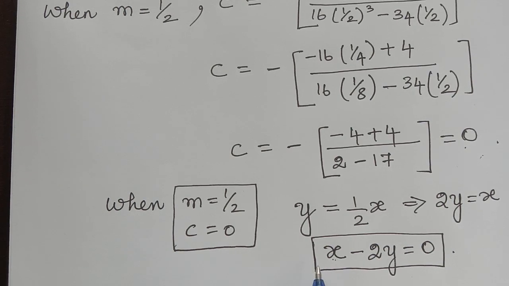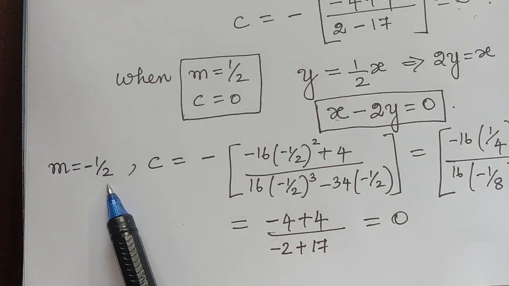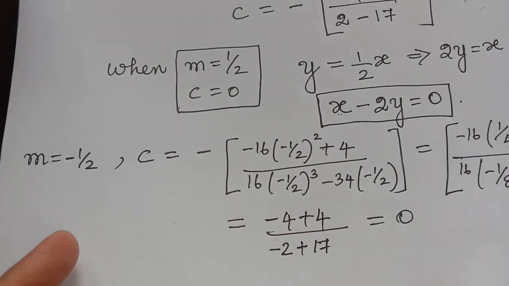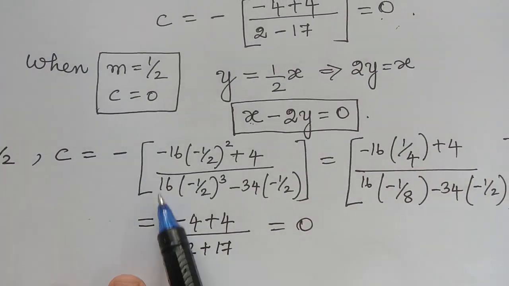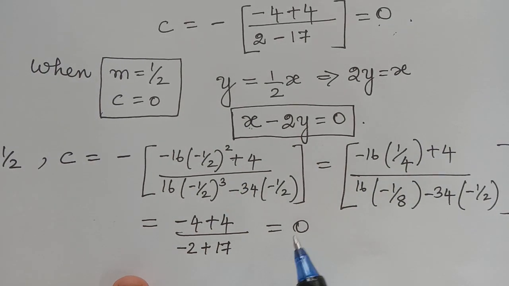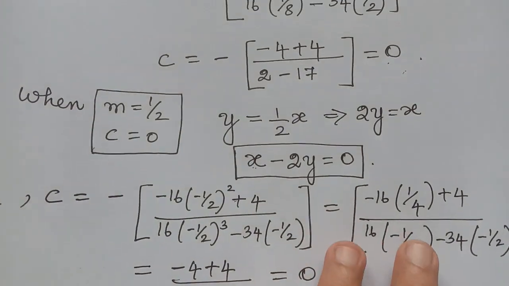And the fourth asymptote will be when m is equal to minus 1 by 2. We have to check what we get as the value of c. And for m equal to minus 1 by 2, again we get the value of c to be equal to 0. You can just go through how we have got it as 0. So, this is the simplification that I have shown. So, kindly go through it. So, the value of c is 0. Therefore, m equal to minus 1 by 2 yields c equal to 0.